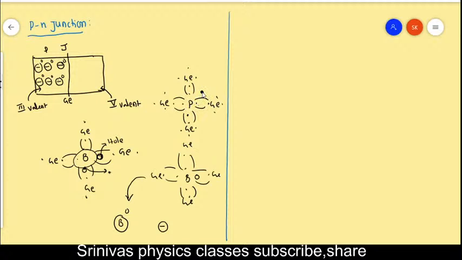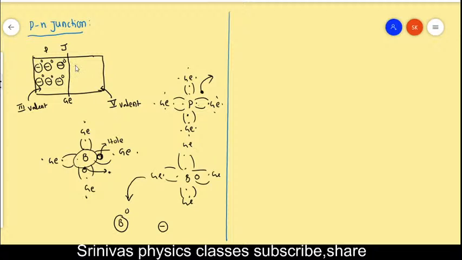Now the phosphorus has the extra electron. If this electron is lost due to any reason, the phosphorus becomes a positive ion. Now phosphorus does not have any charge, negative or positive, it is neutral, but phosphorus has an extra electron. If it loses the extra electron, it will become a positive ion.